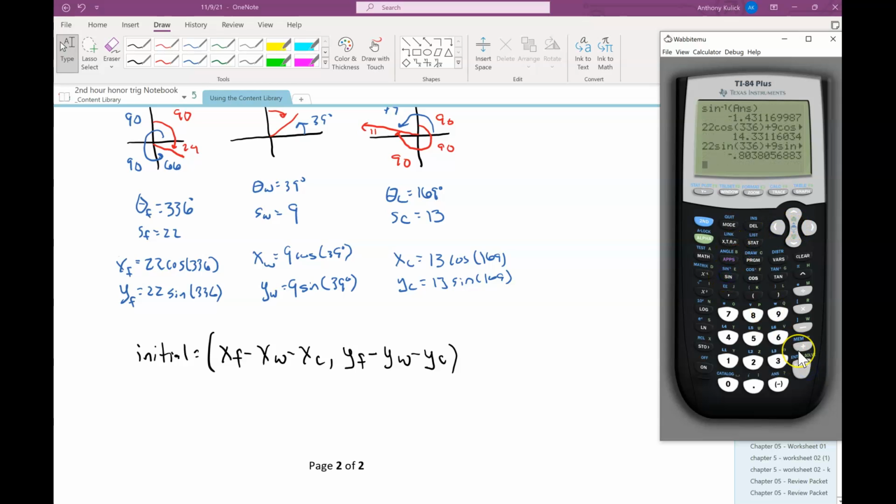And there's the y component. Did I screw that up? Let me just look. That doesn't seem like the right number. It's not. Oh my goodness, Mr. Kulik. I know, right? Look at what I did. I put plus signs instead of minus signs. That is such a Mr. Kulik mistake.